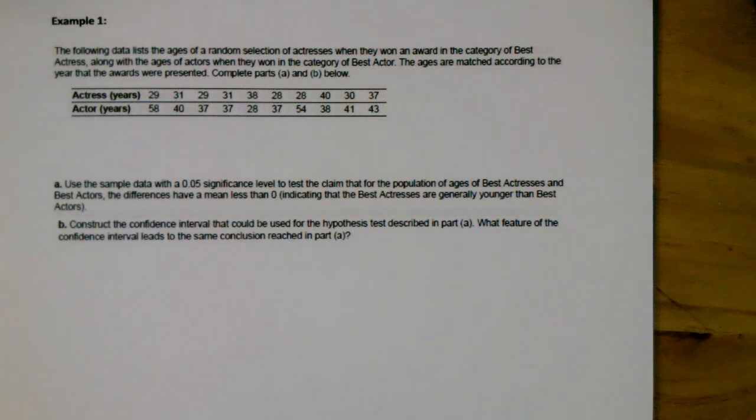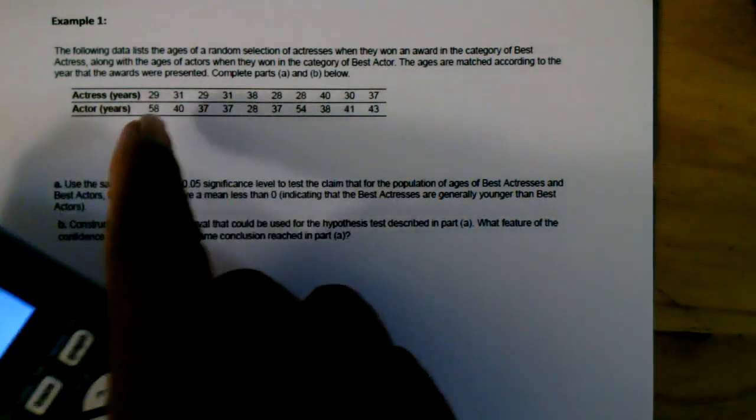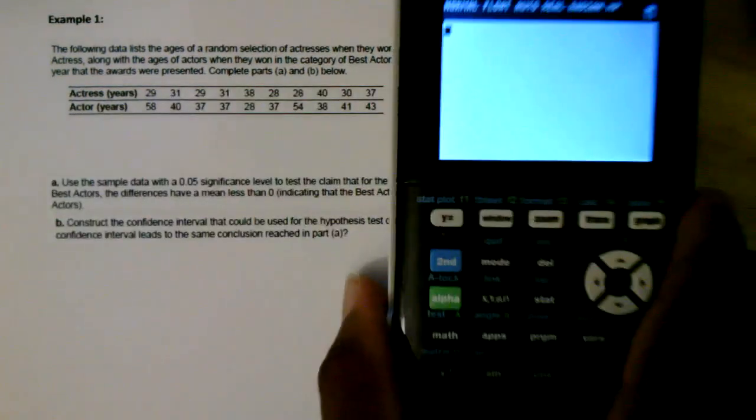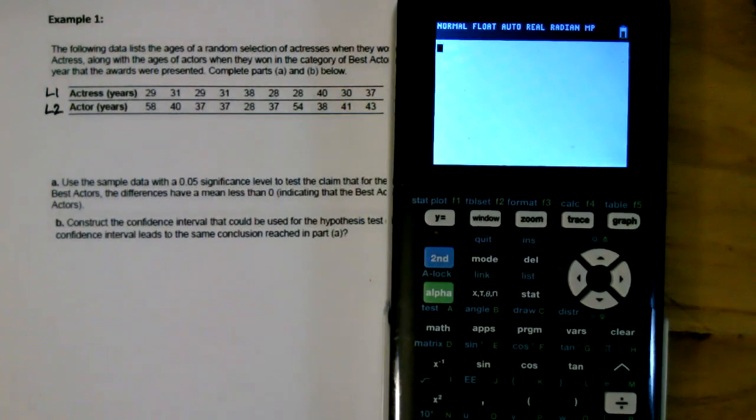And you know what I'm going to do here? I'm going to go ahead and use the TI-84 Plus calculator and enter each one of these here. So here's my calculator. Now for the actresses, I'm going to place that in L1, and the actor will be in L2.